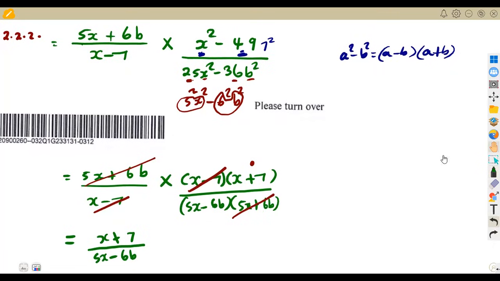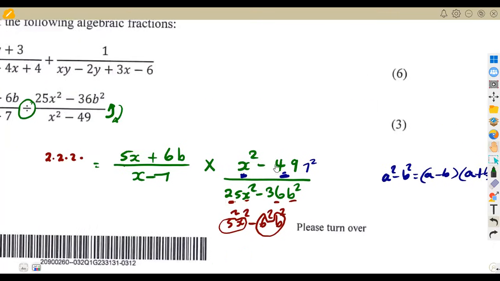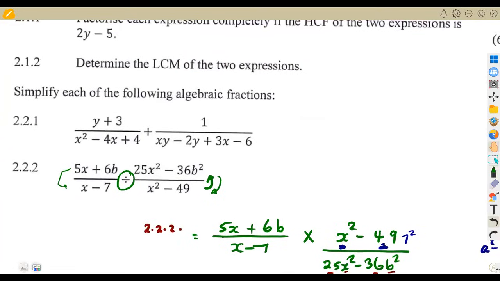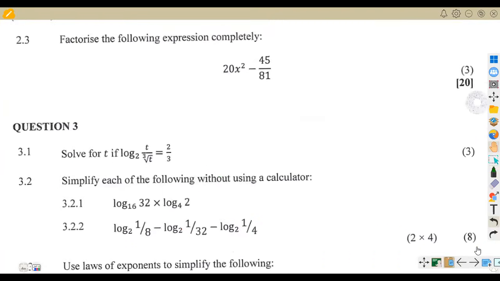Yeah, at the end, we're supposed to obtain something like this. So that was question 2.2.2. All right, let us check the other part. As you can see, sometimes you just have to work with more question papers or more revision so that you actually understand these exam techniques.